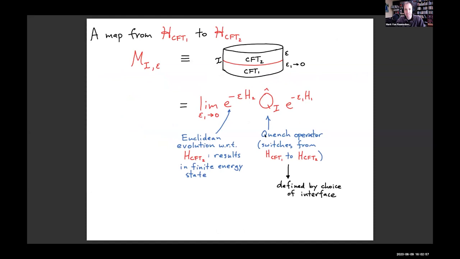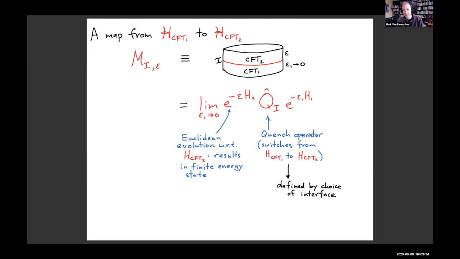So here's the mapping. This is the slide with the basic map that I will be using, where I start from the Hilbert space of CFT1, say on a sphere, and I map to the Hilbert space of CFT2, which is also on a sphere. And so I want to find this operator. You can think of it as being defined by its matrix elements, and the matrix elements I'm going to define by a Euclidean path integral.